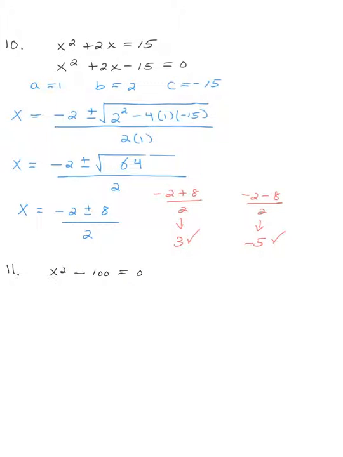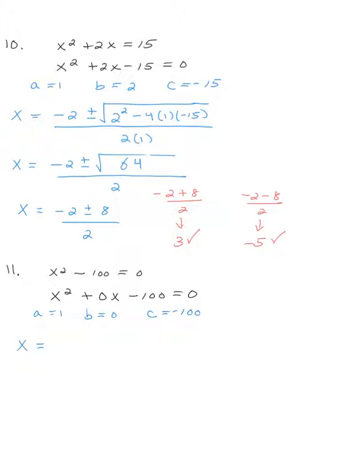This quadratic is set equal to 0, but I'm going to rewrite this so there's actually an x term in here. That is, this is really x squared plus 0x minus 100. That way, you can more clearly see that a is 1, b is 0, and c is negative 100.